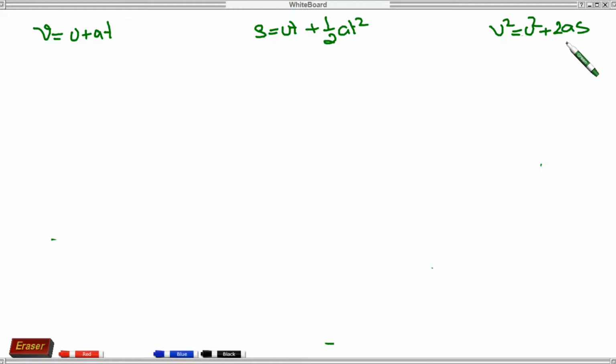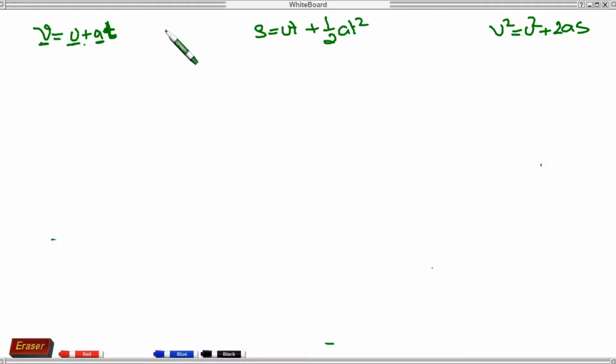So actually there are three equations of motion. You can say that v is equal to u plus at, s is equal to ut plus half at square, and v square is equal to u square plus 2as, where v is the final velocity, u is the initial velocity, a is acceleration. If it's acceleration, then this one will be positive. If it's deceleration, then this one will be negative.